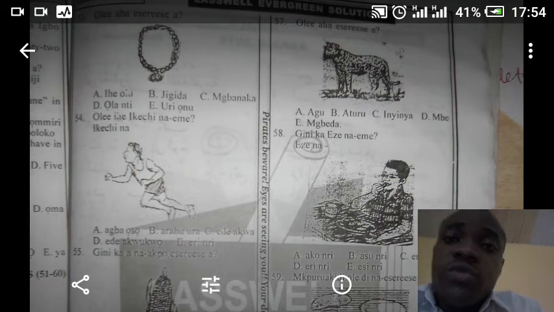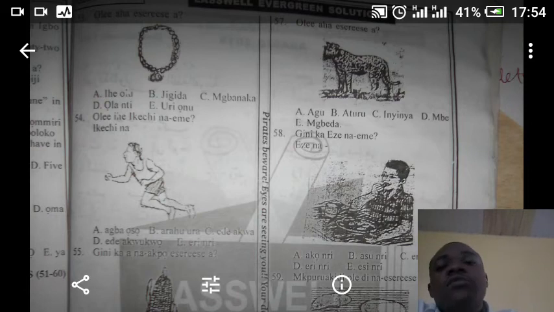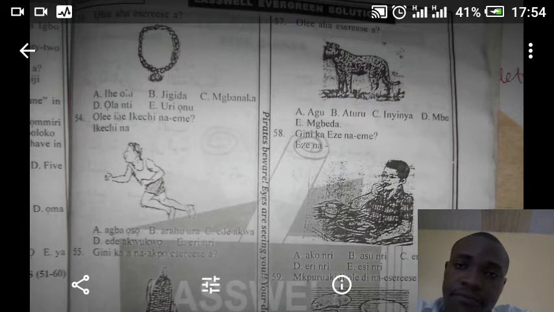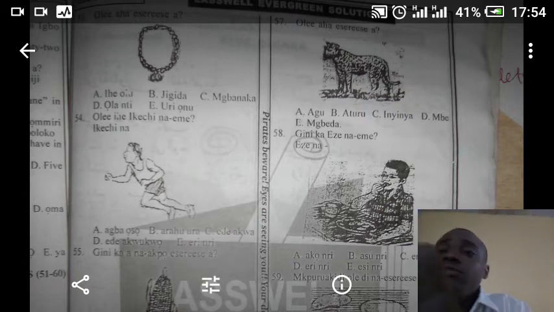JS1 to JS3 students, this is your Igbo L2 for NECO exam. For your NECO exam, Igbo L2. So we'll continue. I'm tired already, but we have to finish this thing.